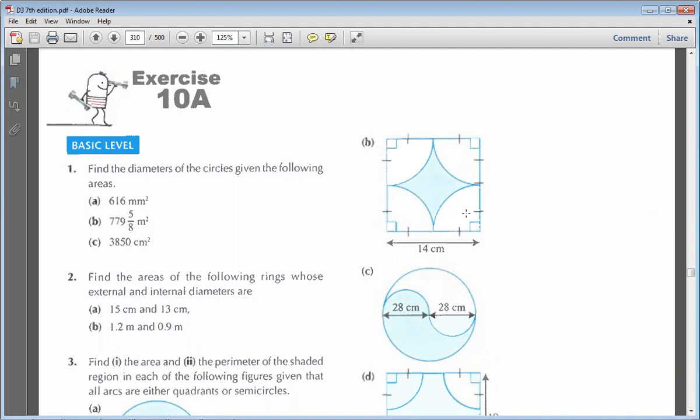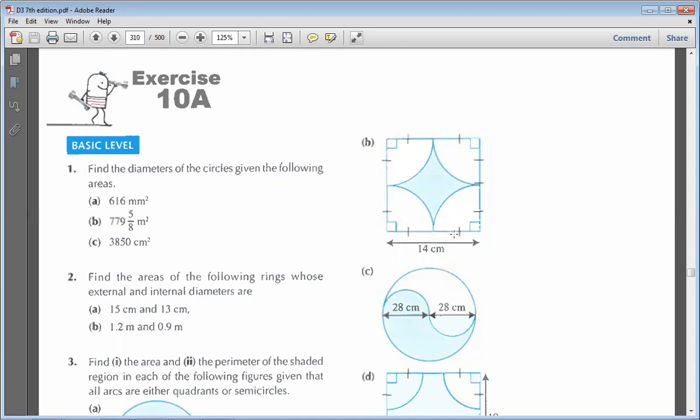First question is find the area of this shaded region. And the second question is find the perimeter of this shaded region. If you want to find the area of this shaded region, the strategy is very simple. You see what I will do? I will find the area of this whole square. That will be 14 into 14. And then I will find the area of this quadrant. The radius of this quadrant will be half of 14. That will be 7. The full circle is pi r square, and its quadrant will be pi r square, the whole thing divided by 4.